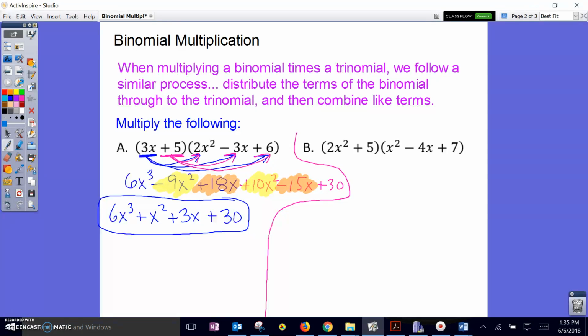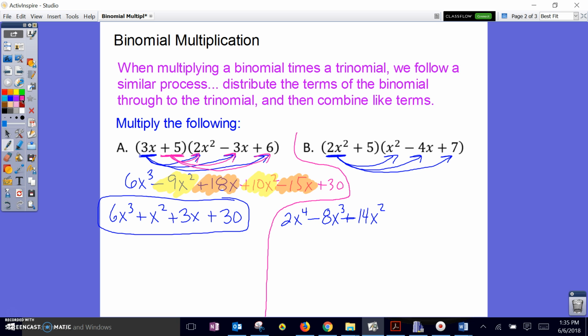All right, let's do the same thing in part B. We're going to take the first term from the binomial, and we're going to distribute it through to all three terms in the trinomial. So 2x squared times x squared gives me 2x to the fourth. 2x squared times a minus 4x gives me minus 8x to the third. 2x squared times a plus 7 gives me a plus 14x squared.